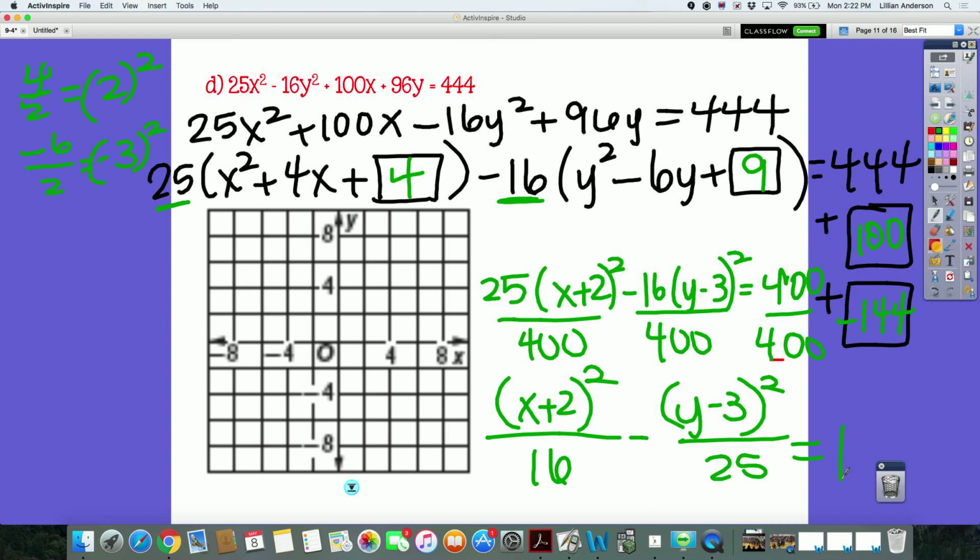Since our x is first, we know that it's going to be horizontal. The value of a is going to be 4, and the value of b is going to be 5. Let's figure out the value of c so we can get our foci going. That's going to be 16 plus 25, which equals 41. Take the square root. C is going to equal the square root of 41. The length of our transverse axis is going to be 8. The length of our conjugate axis is going to be 10.